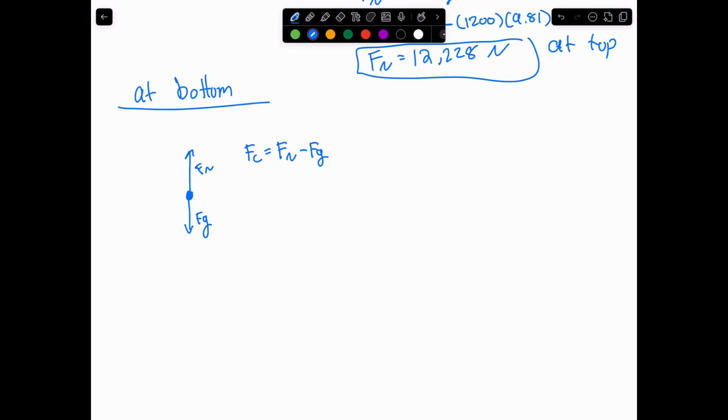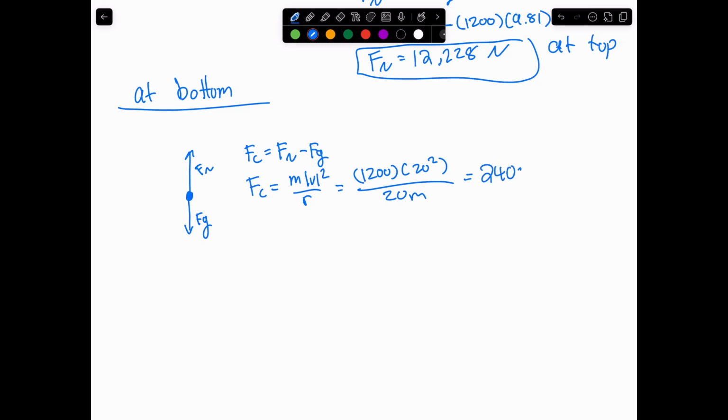Let's take a look at this problem and try and find the normal force. We can find the centripetal force pretty much the exact same way. M speed squared over r. And we can plug in 1200, 20 squared because it's still 20 meters per second at the bottom, and 20 meters. And that looks familiar. It's actually exactly the same as the centripetal force at the top. It's 24,000 newtons. That didn't change.